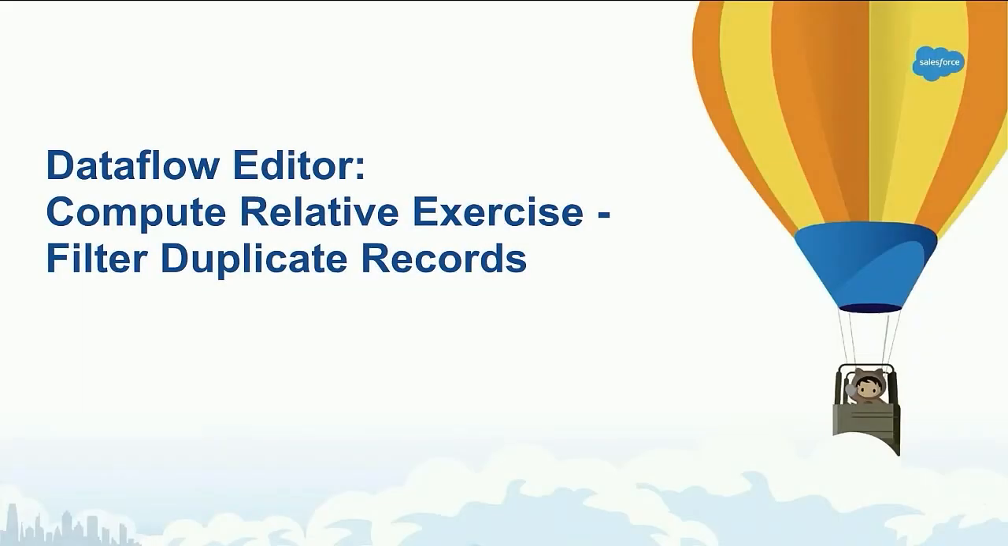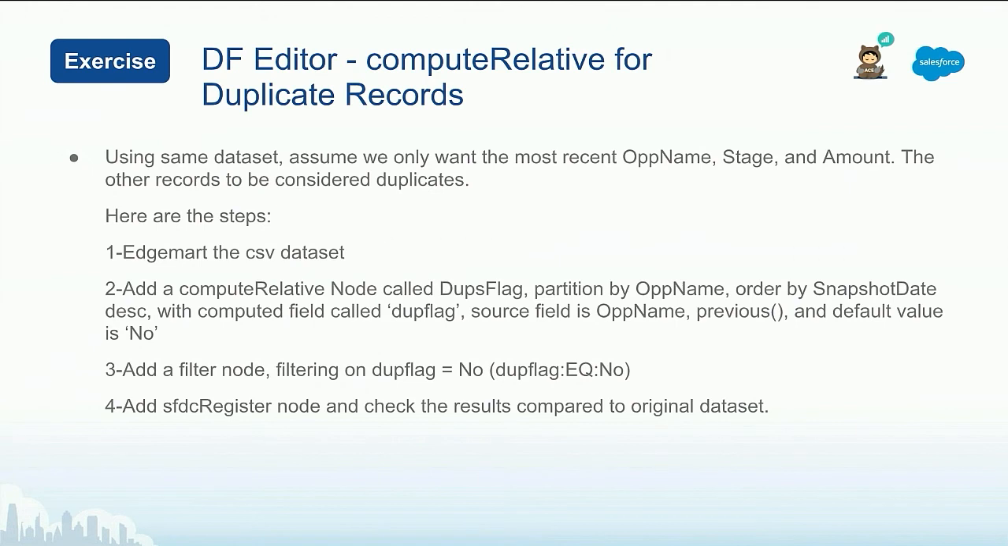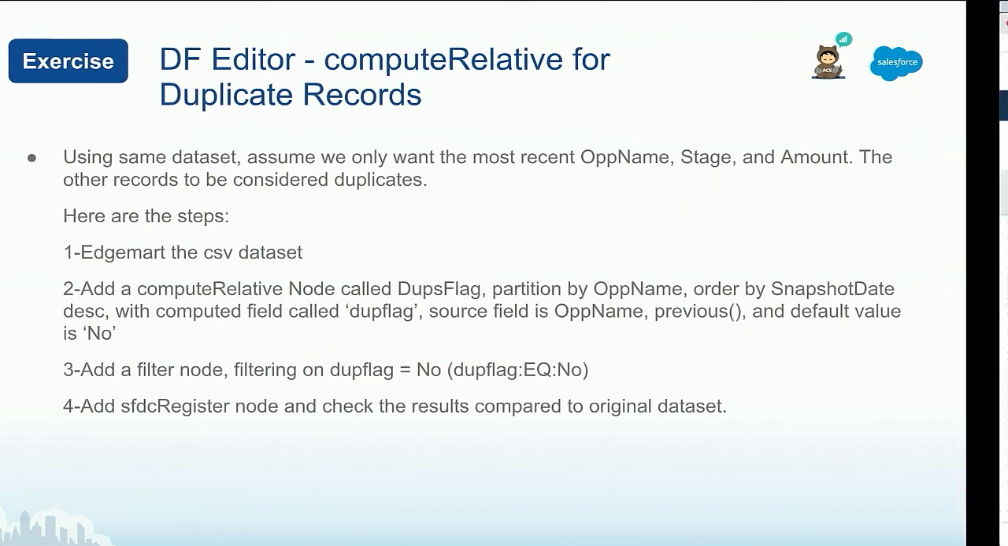Now that we have seen one way to use compute relative, I'm going to show you a few other ways that folks have used compute relative in creative ways. One way was used to filter duplicate records. So in this exercise, we are going to take the same data set, but assume we only want the most recent opportunity name, stage, and amount, or just the last record. Again, we are going to use that same data set, add another compute relative node, switch the order a little bit, and specify how we are going to get a flag to determine that is the last record that we need.